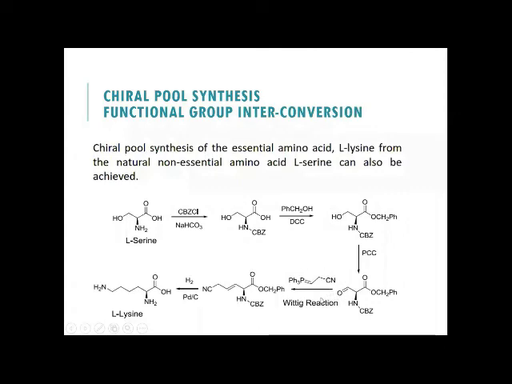And then the Wittig reaction. As we all know, the application of the Wittig reaction is to convert a keto group to an alkene. In the same way, by using the Wittig reagent, this keto group is converted into the alkene. Then H2, palladium on charcoal, a heterogeneous catalysis process, reduces this double bond to alkane. By this way L-lysine is produced.